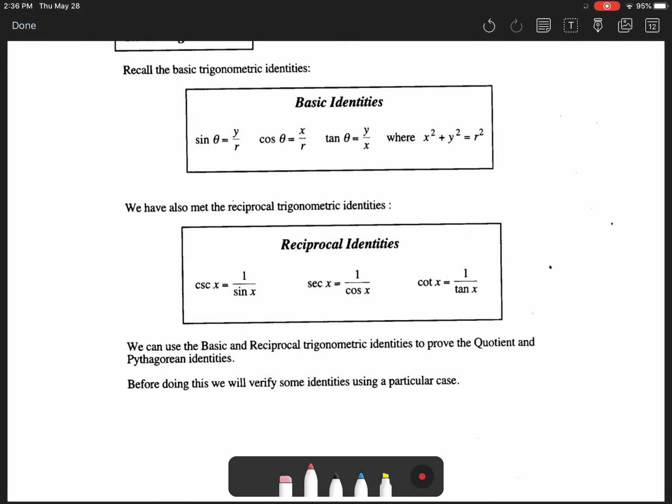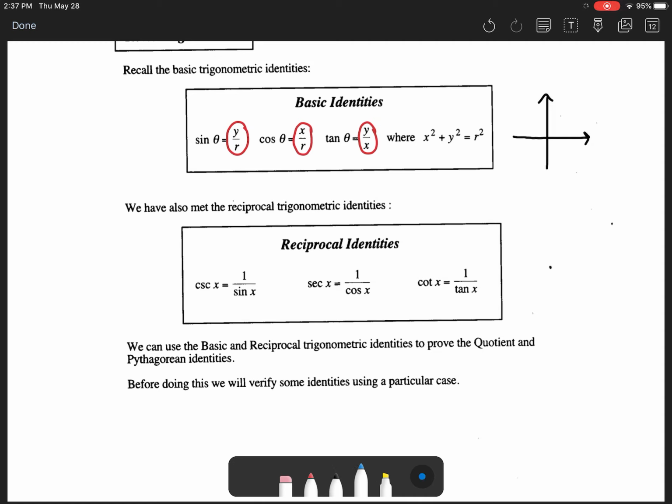Now, some basic identities, or what we call our basic identities. We've seen these before. We didn't really label them as identities, but now they do have that title. Sine of any angle will always be y over r. Cosine will always be x over r, and tangent will be y over x. And that comes from x squared plus y squared equals r squared.